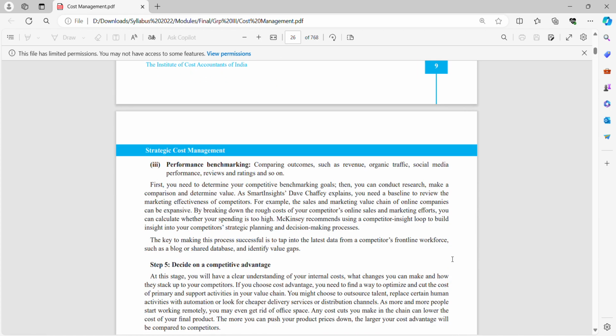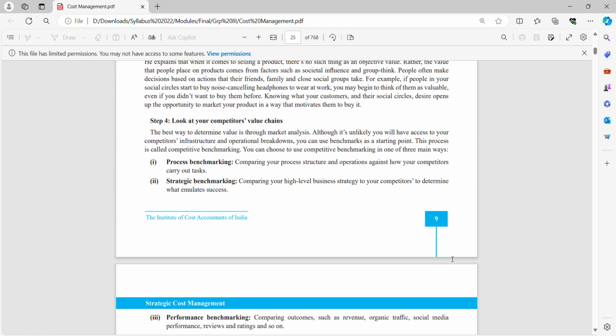First, you need to determine your competitive benchmarking goals. Then you can conduct research, make a comparison, and determine value. As Smart Insights' Dave Chaffey explains, you need a baseline to review the marketing effectiveness of competitors. For example, the sales and marketing value chain of online companies can be expensive. By breaking down the rough cost of your competitors' online sales and marketing efforts, you can calculate whether your spending is too high or too low.